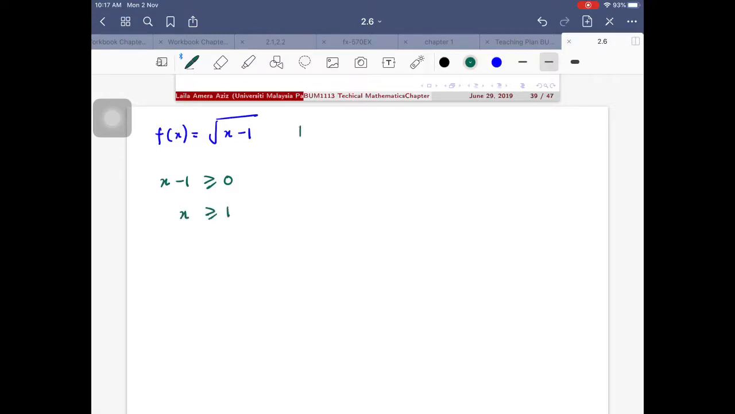So therefore our domain for f of x is going to be from 1 until infinity. It could be any value from 1 until infinity for x. And what happens to the range? We know that f of x is actually equal to y. For the case of square root, y must be a positive value, and at least it should be 0. So the range must be from 0 until infinity. That is going to be our domain and also our range.